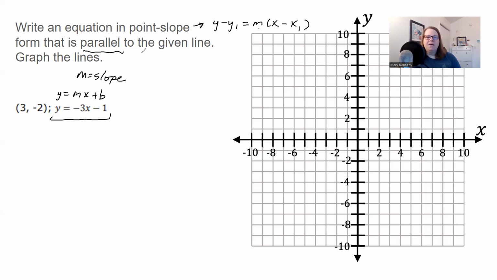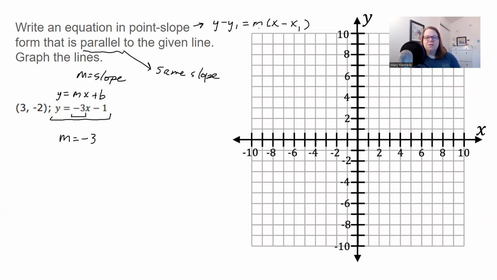And then parallel lines always have the same slope. I mean, that makes sense. They're slanted in the same direction, right, if they're parallel to each other. So they're going to have the same slope. The slope here is the number in front of x, so the slope here is -3. That means our line that's parallel is also going to have a -3 slope.